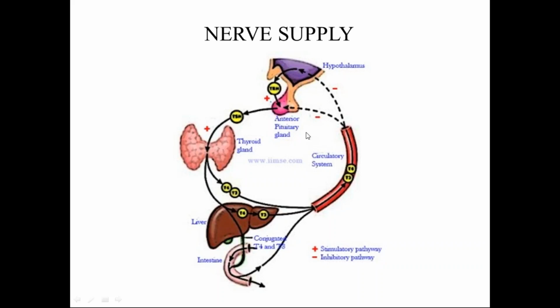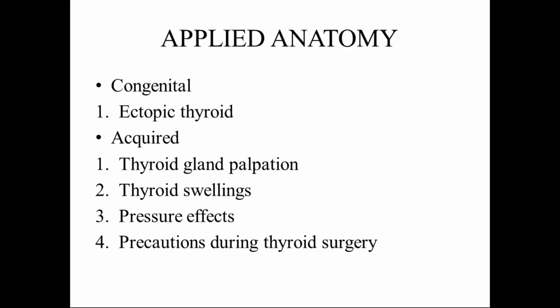But for the sake of completion of the topic, the nerve supply of the thyroid gland: the sympathetic nerve supply comes from the superior, middle and inferior cervical ganglion, while the parasympathetic nerve supply comes from the vagus. Always remember, if you don't know the parasympathetic nerve supply of any organ, you can bluntly write vagus nerve. Now we'll talk about the applied aspects of the thyroid gland.